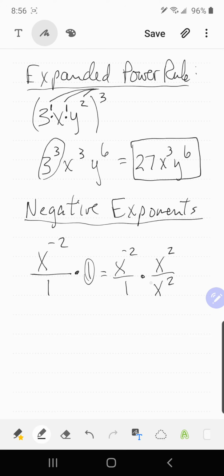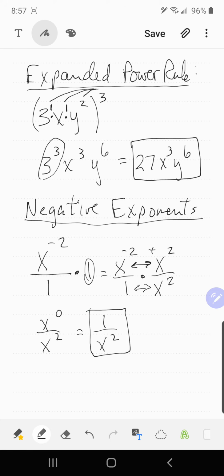So again, I'm multiplying here by effectively 1, so this is not going to change the value. And from the previous rules that we talked about, we know that when we multiply the same base here, we're going to add the powers. Negative 2 plus 2, that gives me a 0. 1 times anything is itself. And again, from the previous properties, we know that anything to the 0 power, as long as it's not 0, is 1.